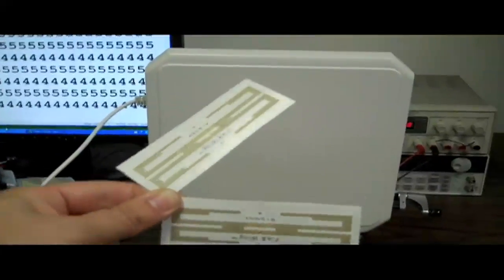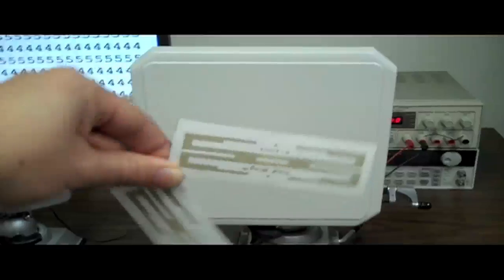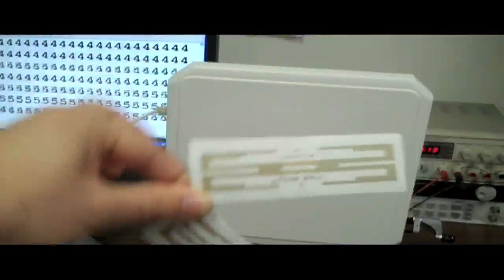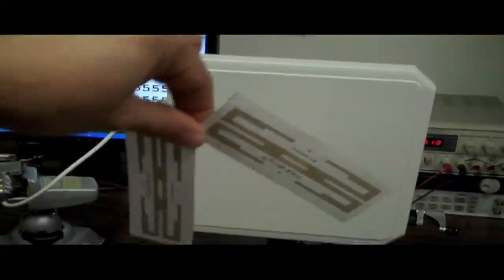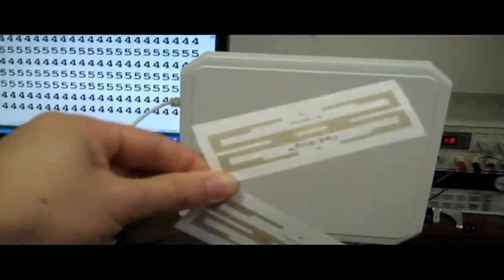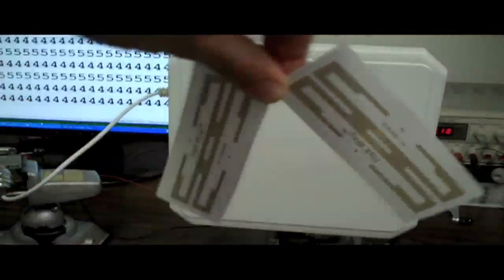One thing you will notice is that if I rotate the tags with respect to the antenna, both tags can still be read. This is possible because the S8658 happens to be an antenna that has circular polarization, so it can read a tag in all orientations.